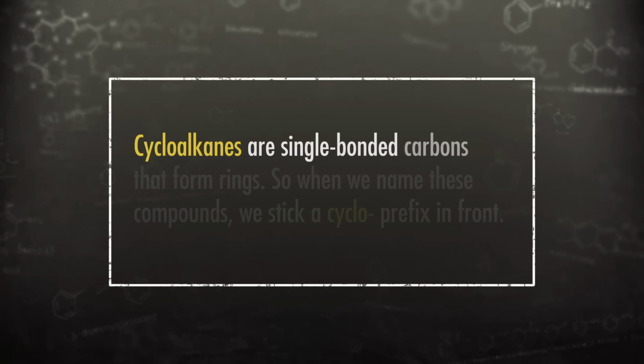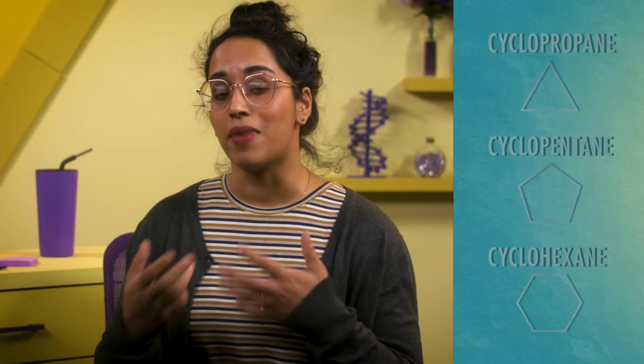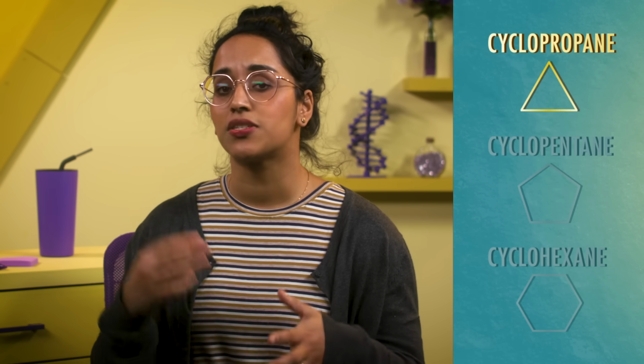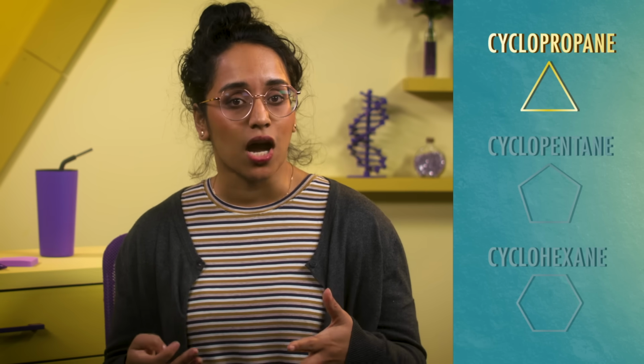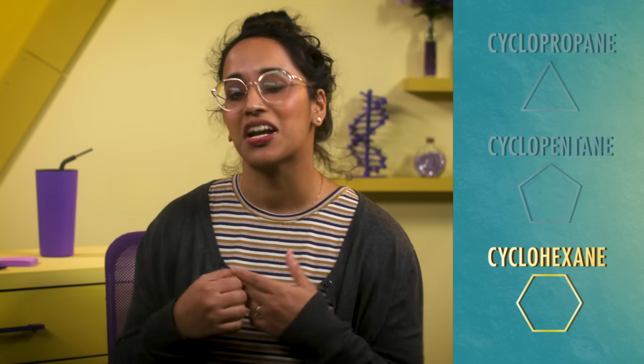Cycloalkanes are single bonded carbons that form rings. So when we name these compounds, we stick a cyclo prefix in front. Everything else about nomenclature stays the same though, like counting the longest chain of carbons and giving it a root name. Cycloalkanes come in many sizes. For example, the smallest is cyclopropane, which has 3 single bonded carbons and looks like a triangle. But the most common are cyclopentane, which looks like a pentagon, and cyclohexane, which looks like, you'll never guess, a hexagon.